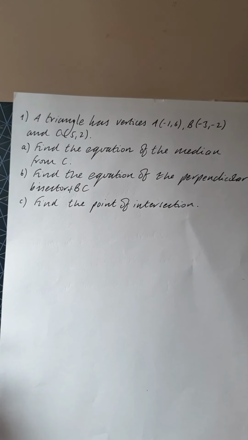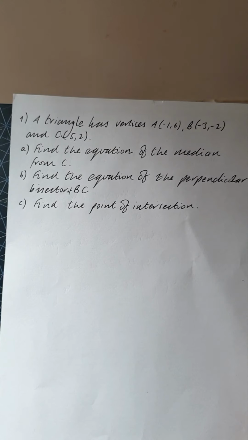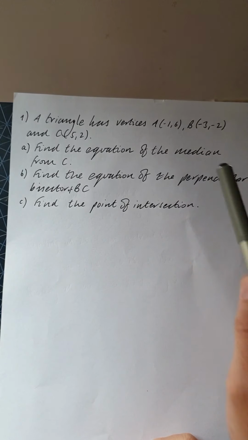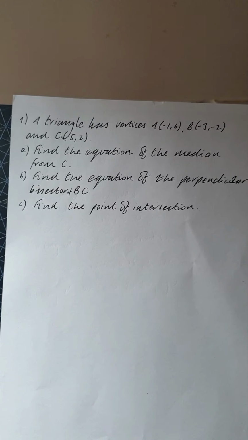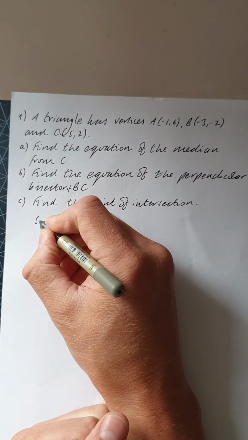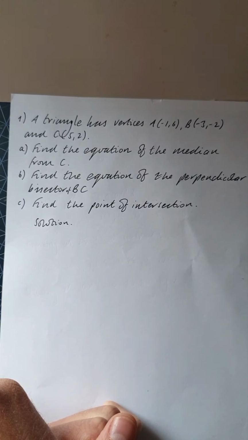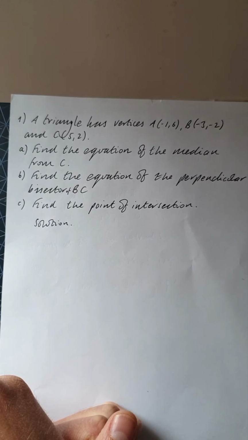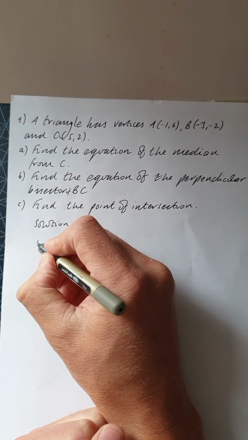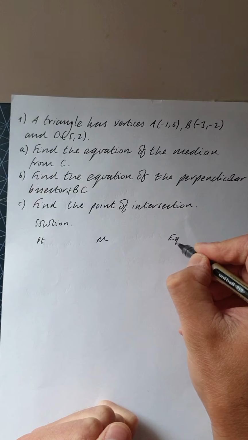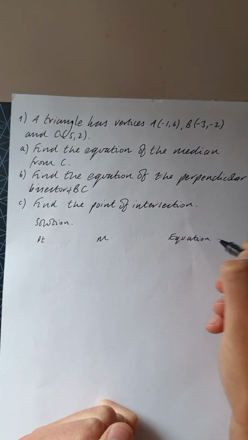Okay, I'm just going to talk you through this question. So we've got a triangle with vertices A, B and C, and hopefully you can see the coordinates of the points up at the top there. The solution. Again, we're still following the same format, so point, gradient, equation. And this is part A.